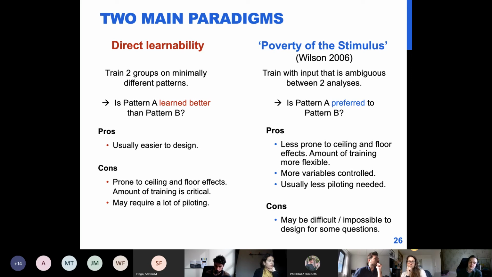The negative to that kind of study is that it can be quite difficult sometimes, or maybe even impossible, to design, depending on your question. So there's pros and cons to each paradigm, but it's something that you want to think about when you're designing a study in this area, which one of these paradigms might be best for your purposes.